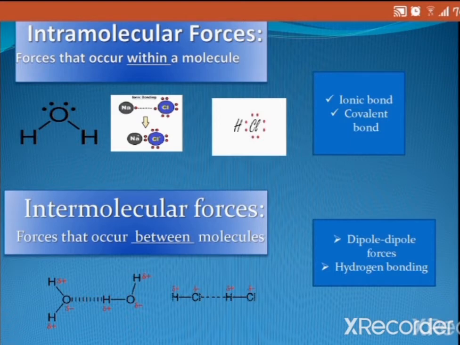Another example is HCl. In hydrogen chloride molecules, the chlorine, which has a partial negative charge, of one molecule is weakly attracted to the partial positive end of another molecule. In this way, a weak force is developed between the molecules, and this force is called intermolecular force.